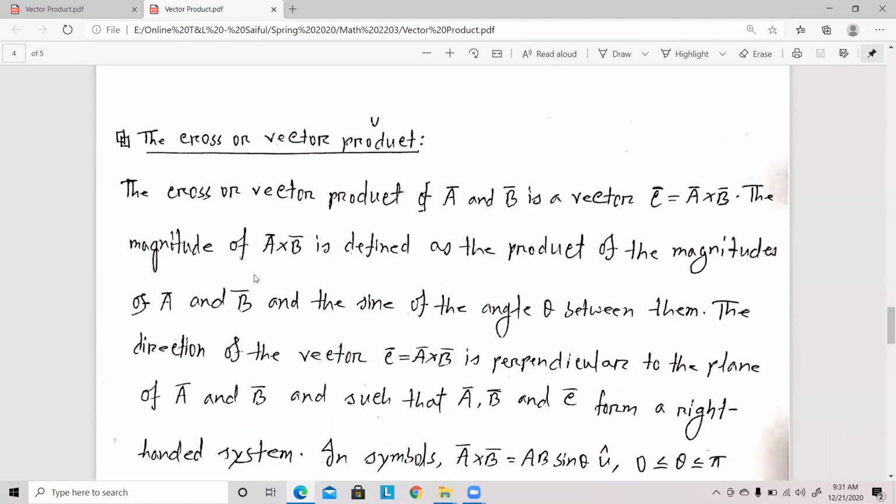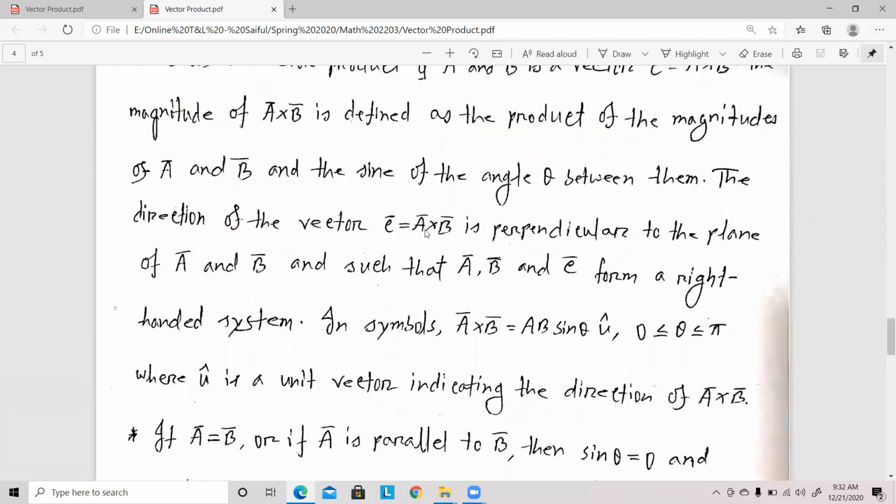Here given the definition of cross or vector product: the cross or vector product of A and B is a vector A cross B, which is denoted by C. The magnitude of A cross B is defined as the product of the magnitudes of A and B and the sine of the angle theta between them. The direction of the vector A cross B is perpendicular to the plane of A and B such that A, B, and C form a right-handed system. In symbols, A cross B equals magnitude of A into magnitude of B sine theta times u cap, where the range of theta is greater than 0 and less than pi, and u cap is a unit vector indicating the direction of A cross B.